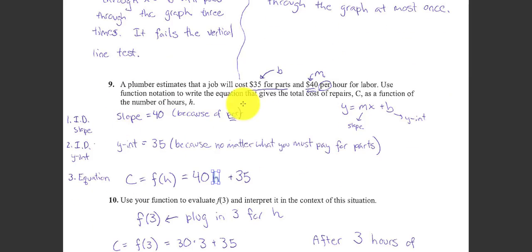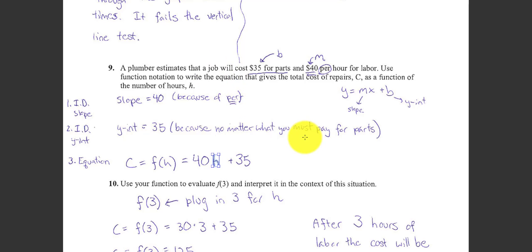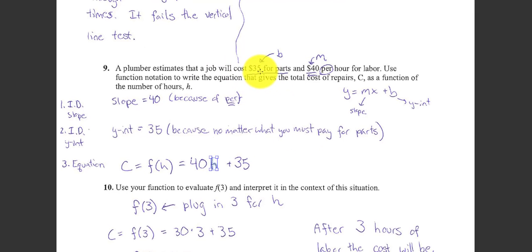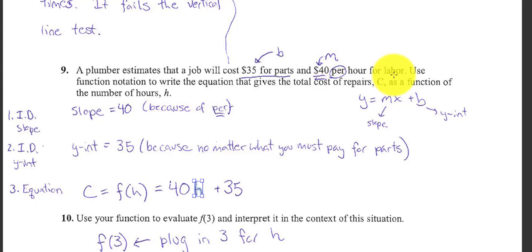Question 9. All right, we have a plumber. The job will cost you $35 for parts and $40 per hour for labor. Use function notation to write the equation that gives the cost of repairs as a function of the number of hours. So again, function of, whatever comes after of is your input. So number of hours would be our input.